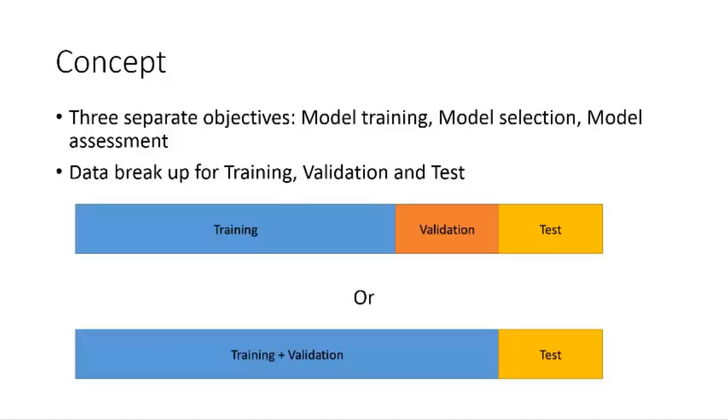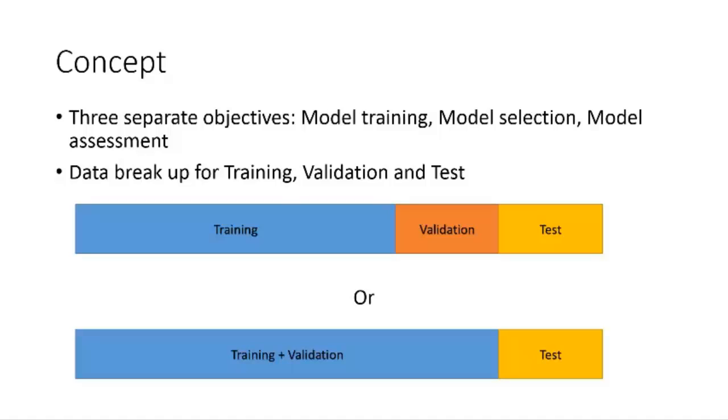And corresponding to these three goals or objectives, you could break up your data. This is something that you might not always have the luxury to do, but you can if you have a data-rich situation where you have enough data. Then you could potentially break up the data into training, validation, and test, where the training goes towards model training, the validation goes towards model selection and fine-tuning, and the test goes towards model assessment.